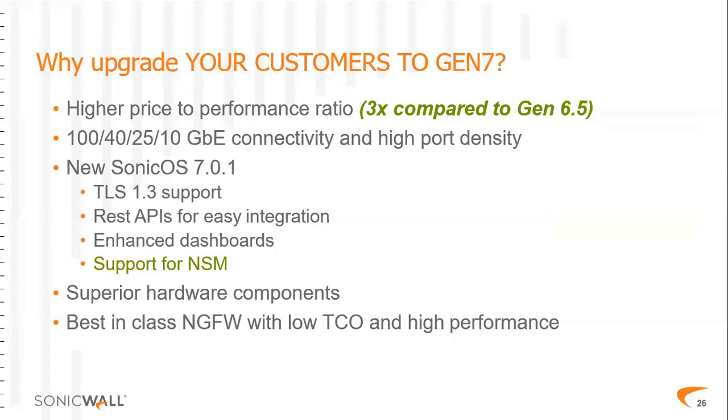So why do we want to upgrade to Gen 7? Because they have a higher price-to-performance ratio, 3 times compared to the Gen 6.5 version. They have high port density also, and provide 100 gig, 40, 25 and 10 GB connectivity. With the new OS 7, they support TLS 1.3, and the REST API for integration, an enhanced dashboard, and they support the NSM.